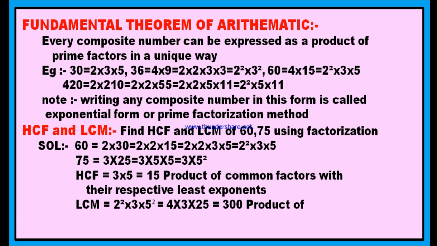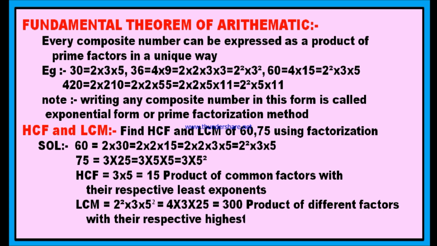Now let us find LCM. In finding LCM, we have to consider the product of different factors with their respective highest exponents. In the previous case, we took common factors and we took the least exponents. And in finding LCM, we have to take all different factors with their highest exponents. You see, here 2 is a factor, but here there is no 2.